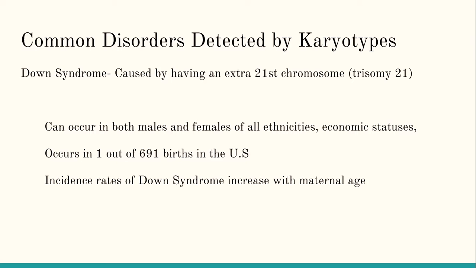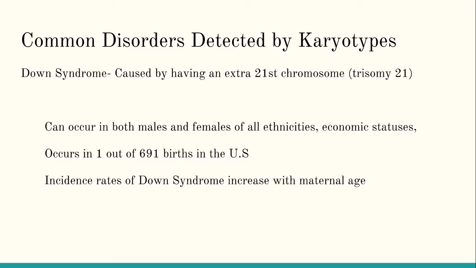The first one is Down syndrome, which you're probably familiar with. It is also called trisomy 21. Again, that tri refers to 3. This particular one is caused by having an extra 21st chromosome. With Down syndrome, this can occur in both males and females. There's no one particular ethnicity or economic status or anywhere where it's more common or more rare.